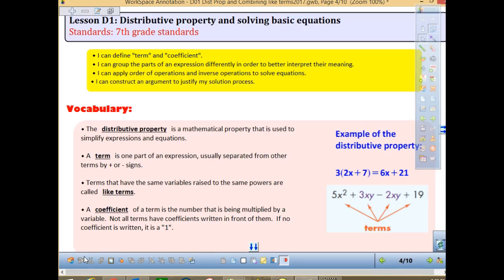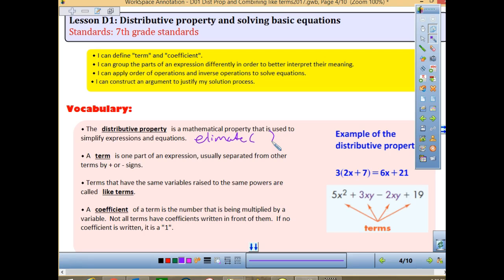The next thing I want to take a look at is that I can group things. We kind of talked about that in that beginning part. Apply order of operations and inverse to solve our equations. So when I am looking at this, the distributive property is a mathematical property used to simplify equations and expressions, and what we're really trying to do is eliminate the parentheses. That's what distributive property does.